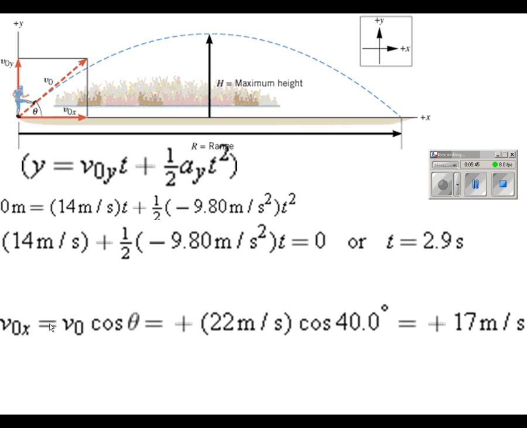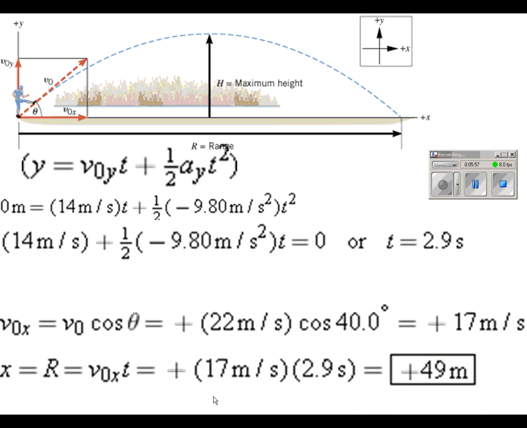And we have to find out what the velocity in the x direction is, what this velocity is along this line. And we find that using cosine of 40 times the 22, at 17 meters per second. And we can go ahead and multiply our velocity times our time, 17 meters per second times 2.9 seconds. So we get a 49-meter distance in the x direction.